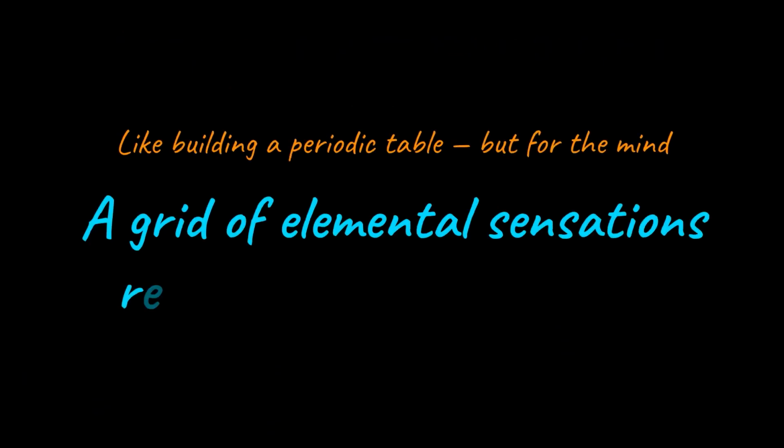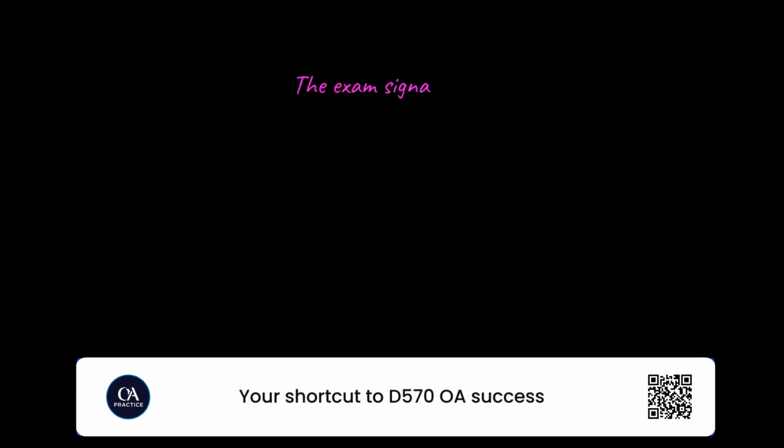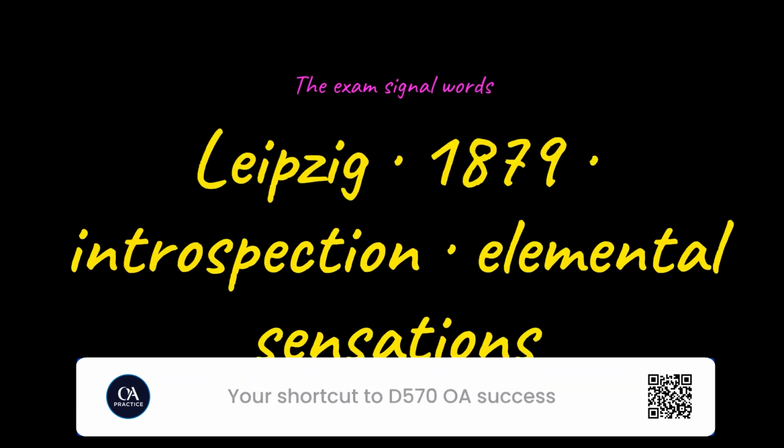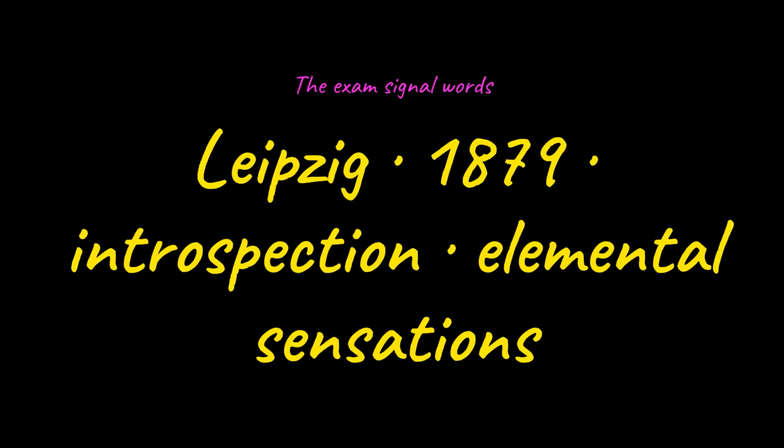Wundt's dream was a periodic table of consciousness, a finite set of basic sensations and feelings whose combinations could account for every richer mental experience, just as a handful of elements combine into all known matter. When an exam stem mentions the first psychology laboratory, trained observers reporting elemental sensations, or late 19th century Germany, that's structuralism and Wundt, not James, not Watson, not later cognitive psychology.